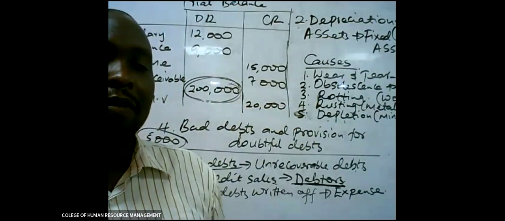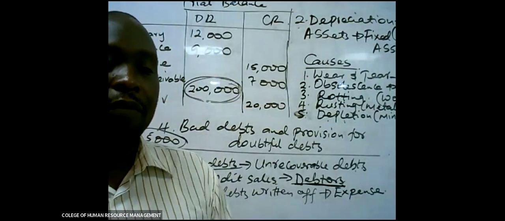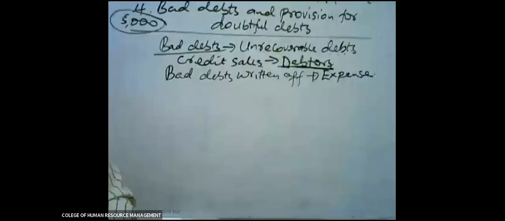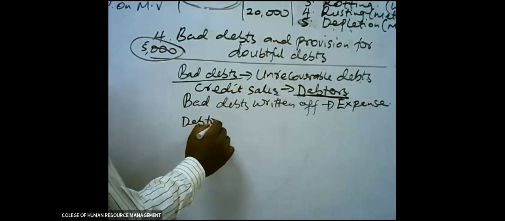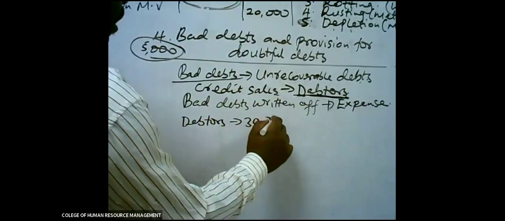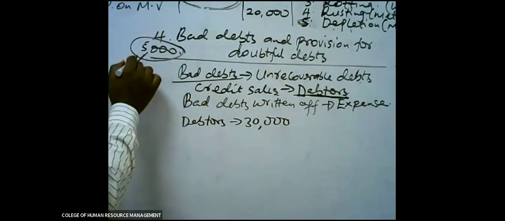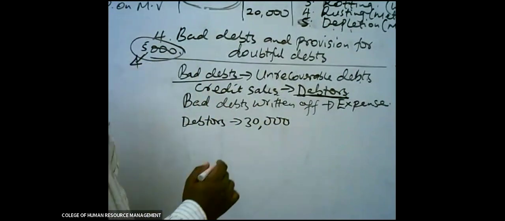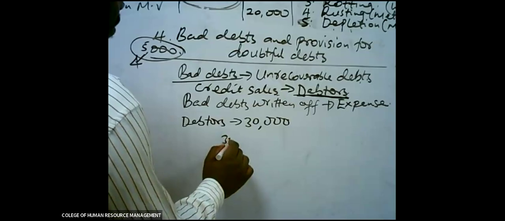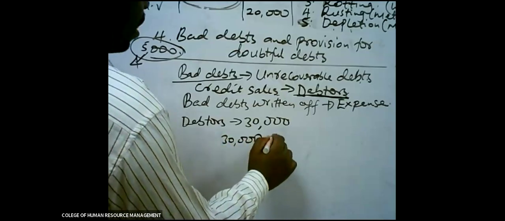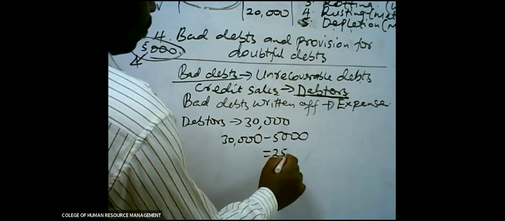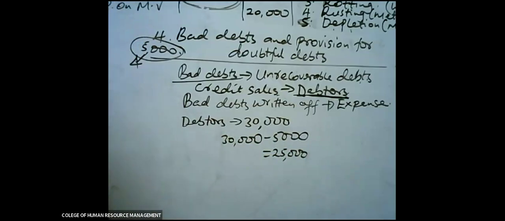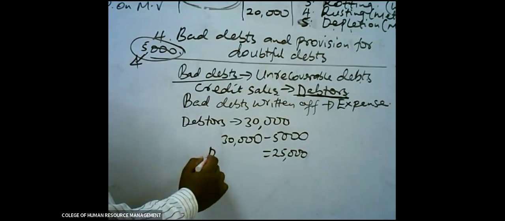I hope for the bad debts it is very clear. And if you had the debtors, you know you had got the total debtors. The debtors, probably they were 30,000 for that year. Then you have considered that 5,000 is bad debt. So the debtors would be, you take the 30,000 that you're expecting, you minus the 5,000, which will never be recovered, you will remain with what? 25,000. You remain with it. This is what now you record as debtors.